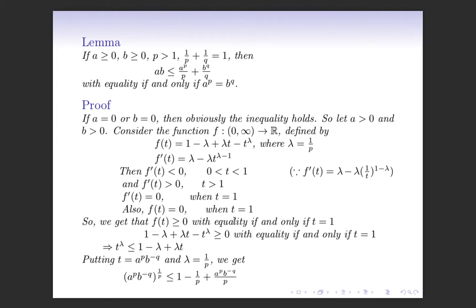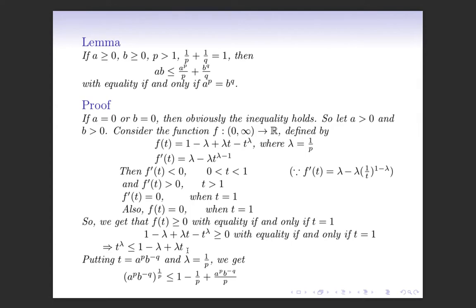And so we can say that f(t) is greater than or equal to 0, and equality holds if and only if t = 1. When t = 1, then f(t) = 0. Here we write 1 - λ + λt - t^λ is greater than or equal to 0 with equality if and only if t = 1. From this we have t^λ is less than or equal to 1 - λ + λt.